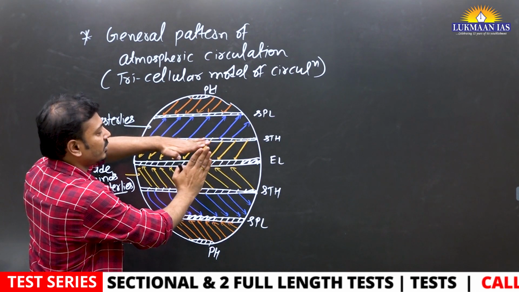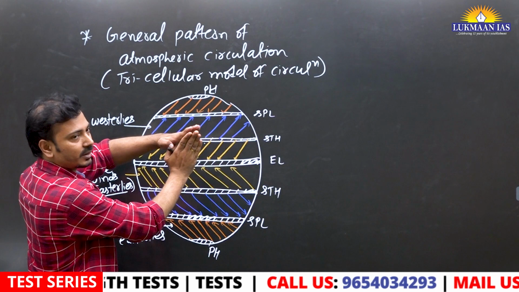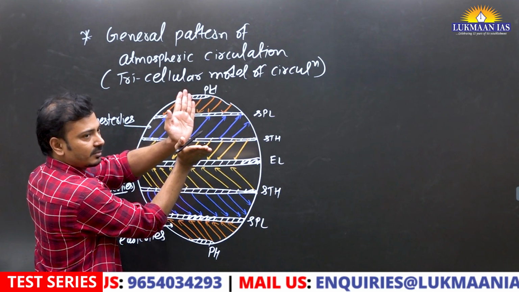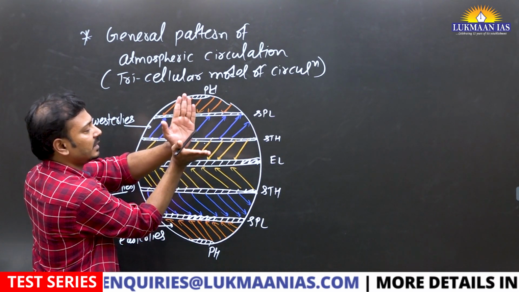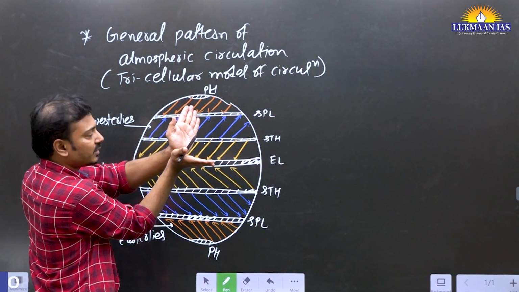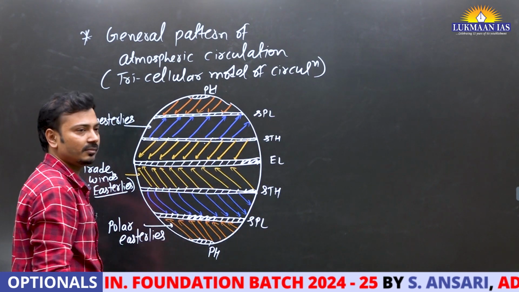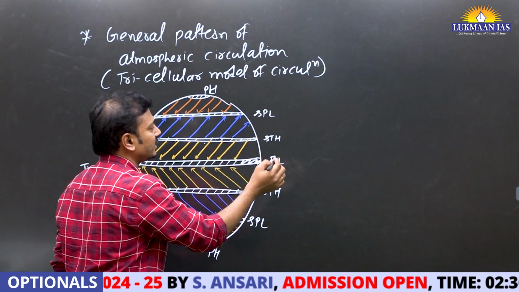They move up, they move towards the upper atmosphere. And in the upper atmosphere they diverge like this, and when they reach 20-25 degrees north and south, they tend to descend above the subtropical high. So if you take the cross section, it looks like this.